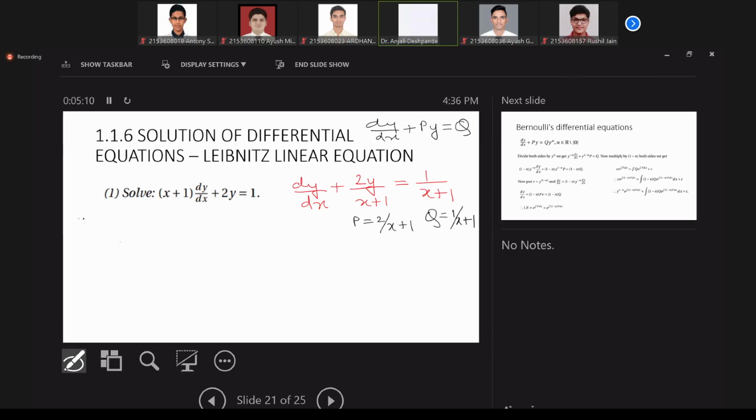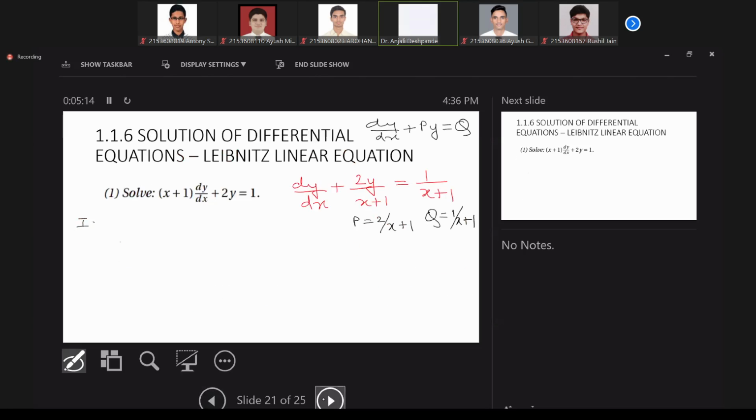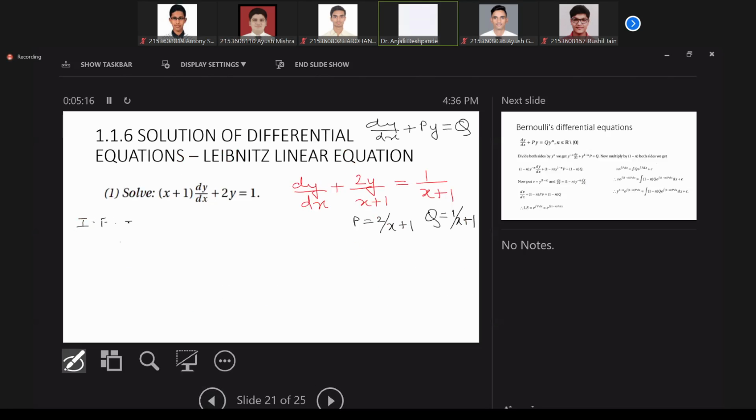Now, what is the integrating factor formula? We already saw it previously, if you have noted it down: integrating factor is e raised to integration of p dx. Now this is a very easy integral. You tell me, what is the value?